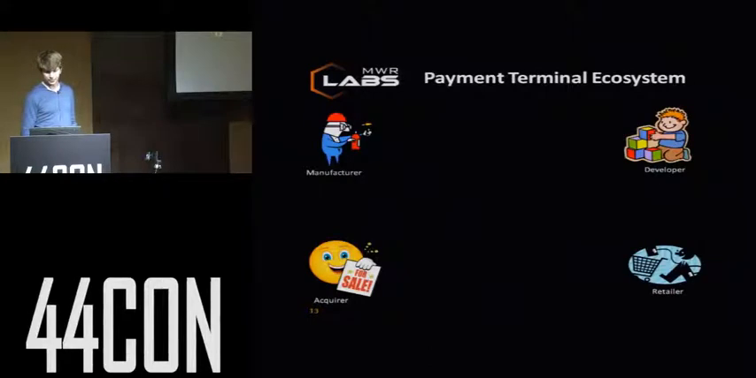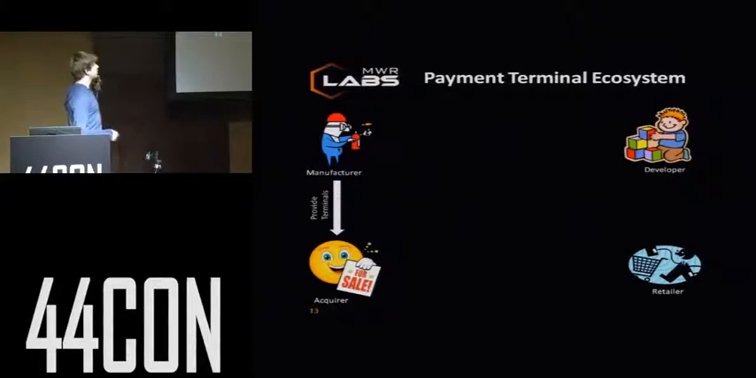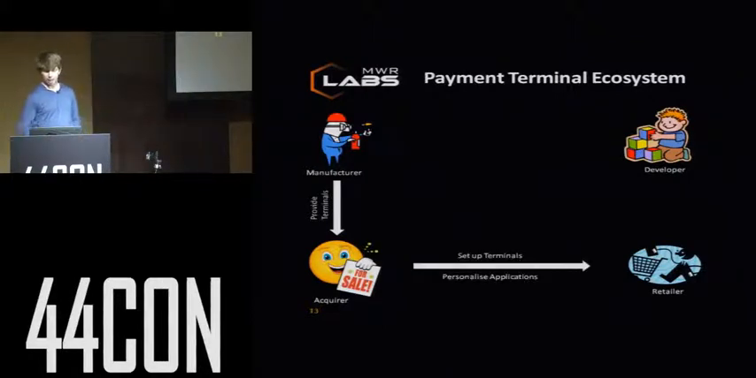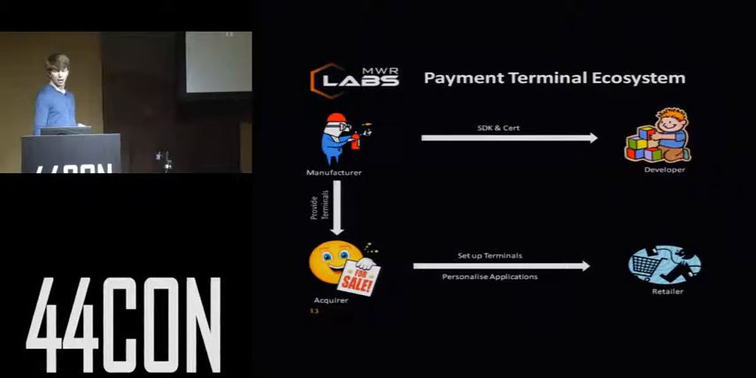So basically, what the ecosystem then looks like is usually the manufacturer of the payment terminals provides the terminals to the acquirer who is processing the payments, and that acquirer sets up the terminal to connect to their payment systems, and then maybe does some modification to the software and then gives it to the retailer where it is used in the shop.